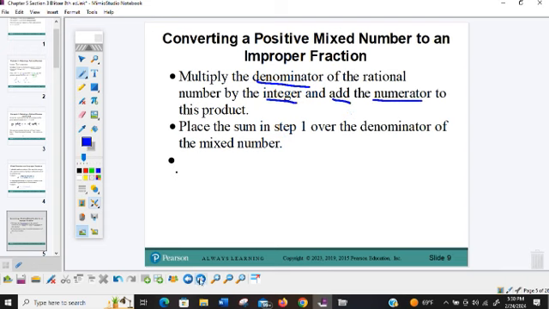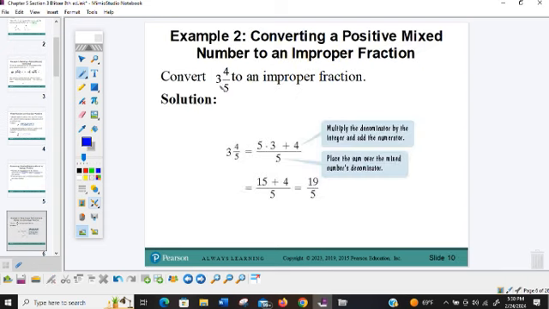Let's try it on the next one. So 3 times 5 is 15, plus 4 is 19. We put 19 on top. And then remember, we keep that denominator of 5. We keep the original denominator. So you multiply the integer times the denominator, add the numerator. That gave us 19, and we keep it over 5.